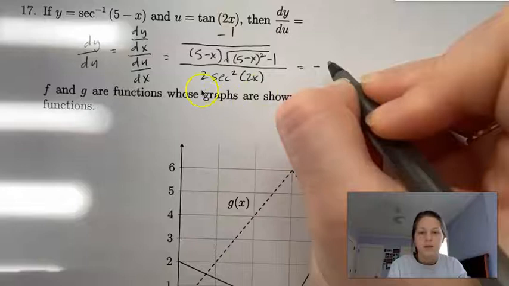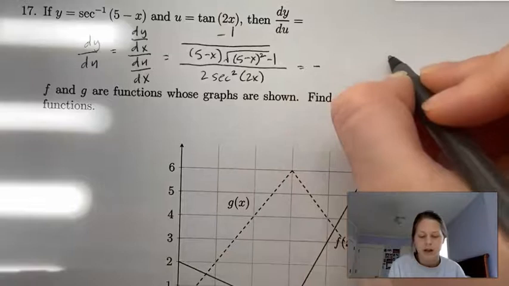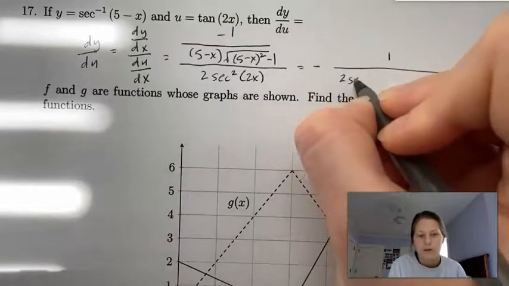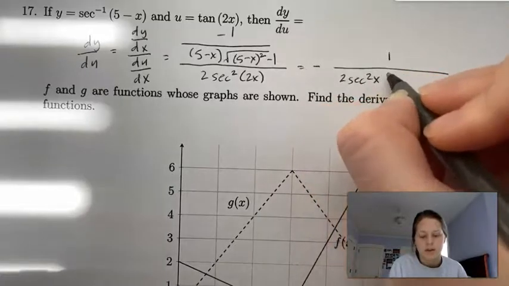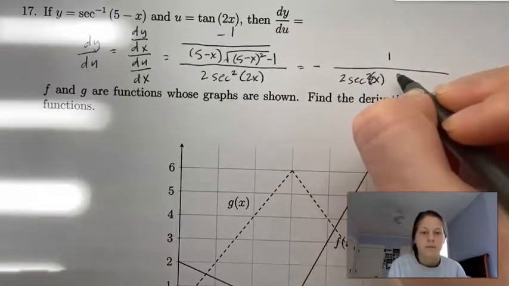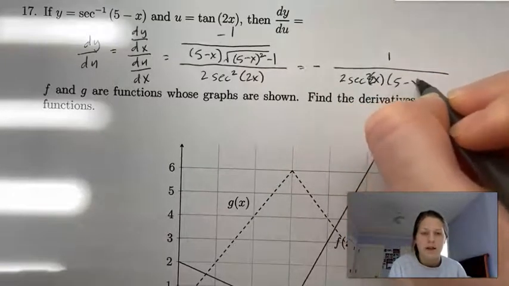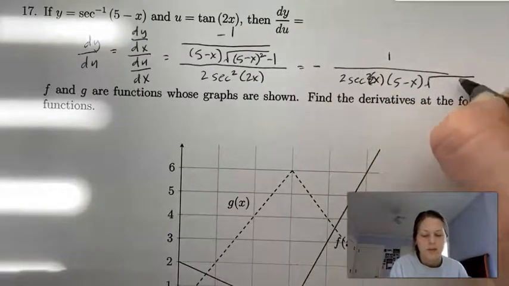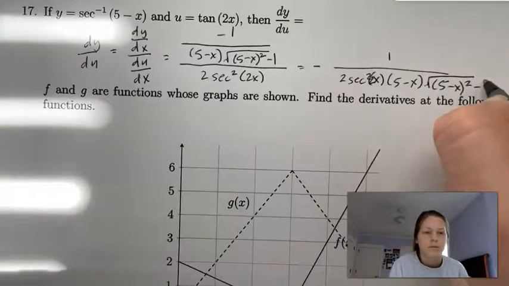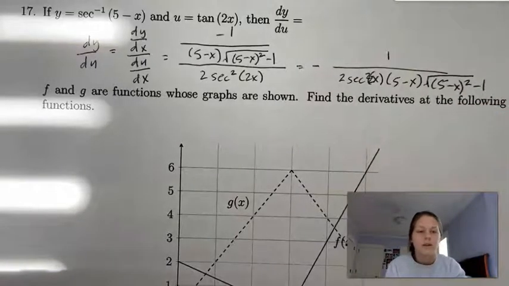And then because of the chain rule, that's why we're multiplying times 2. It's just in the front, back here. So then we will simplify this, and we will get negative 1 over 2 times secant squared 2x times 5 minus x times square root of 5 minus x squared minus 1. And so that is the final answer to that one.